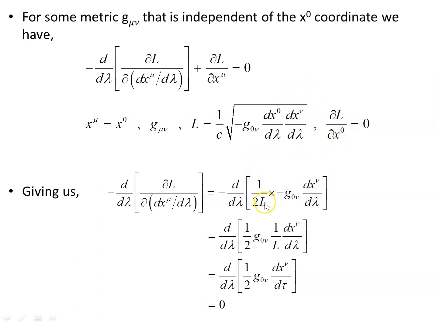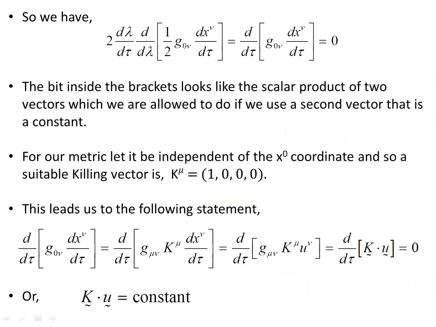So you've just got 1 over L. Okay. Now all that's set to 0. And let's go on a little bit further. So we have 2 multiplying through by d lambda d tau, because remember it equals 0, so we can multiply both sides by d lambda d tau. Okay, cancels out the lambda here. We're left with d tau, and I can multiply through the 2 by a half, it disappears, and we're left with just this object here.